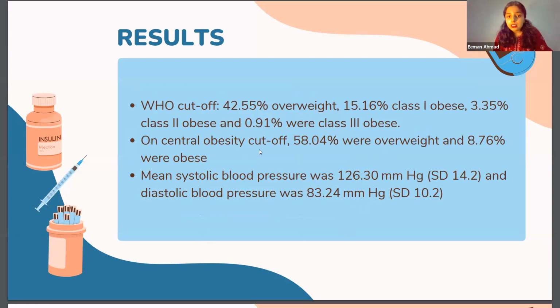And on the central obesity cutoff, 58.04% were overweight and 8.76% were obese. And the mean systolic blood pressure was 126. The diastolic blood pressure was 83. That is pretty normal.